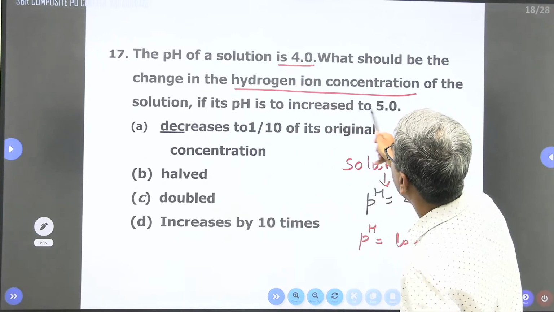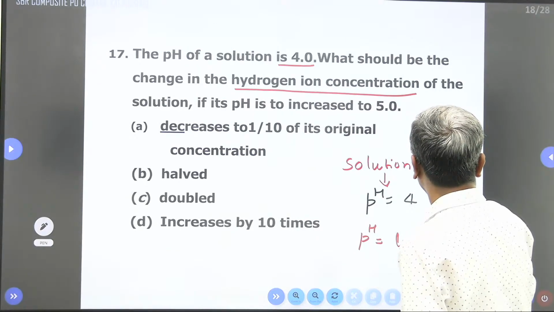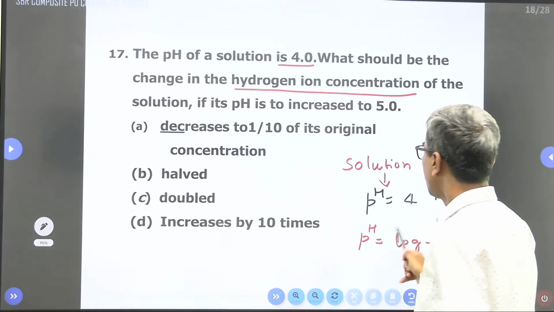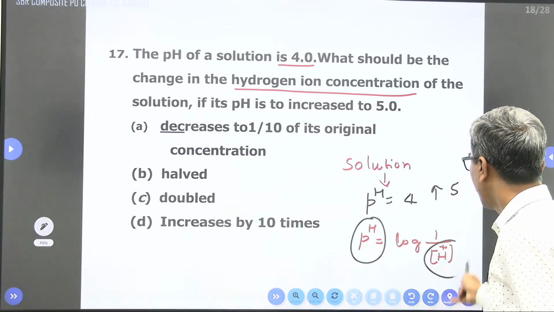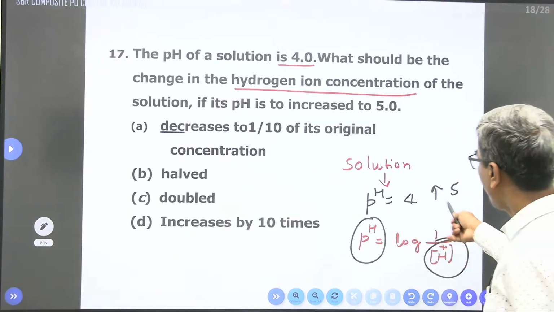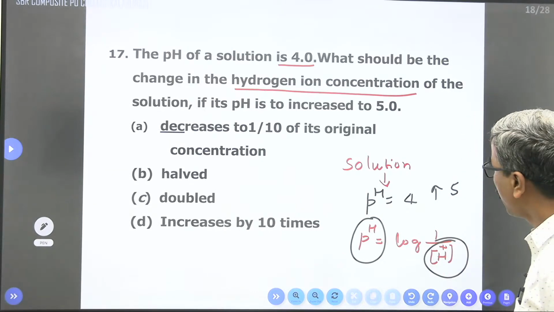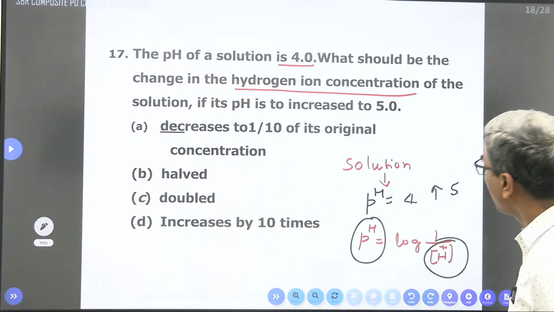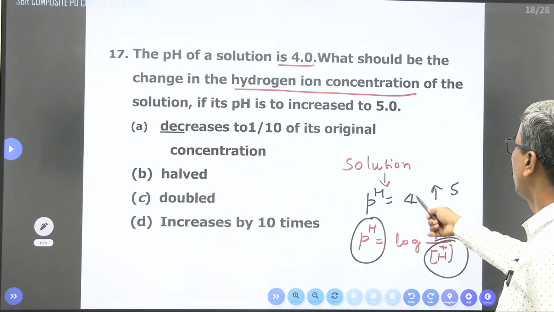Now if its pH is increased, they have increased it from 4 to 5, which means it is increased. Now how are pH and H plus related? Earlier I said inversely. If pH is increasing, the H plus ion concentration should decrease. It should be decreased. So based on that, you can see it is a one unit change.